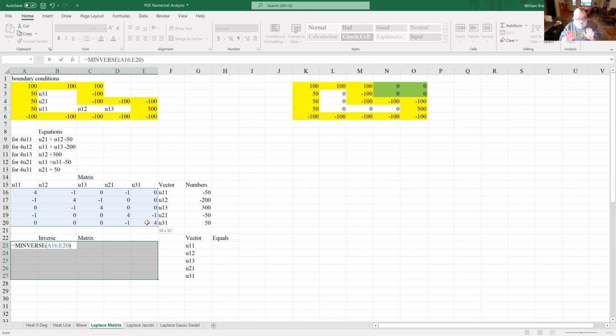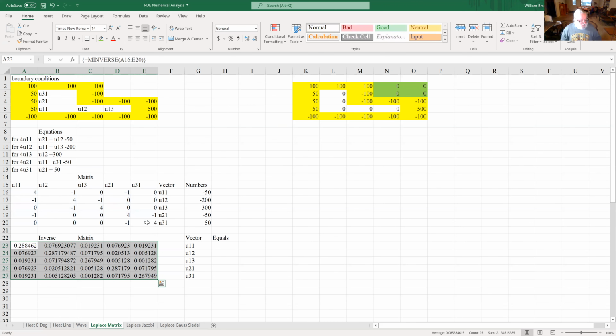So before we do anything though, you have to be careful with this because we need to apply it to all these cells and think about all these cells at once. So you push down Control Shift with your left hand and then Enter. And it gives you your inverse matrix. A nice trick. So our vectors, U11, U12, U13, U21, U31, they should be equal to this matrix times this column vector.